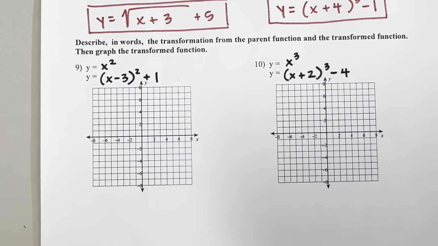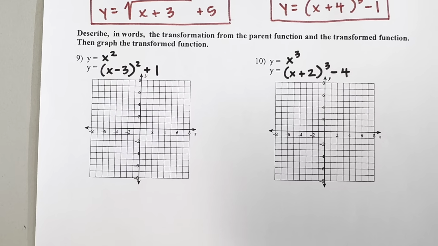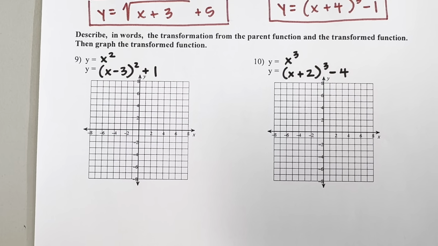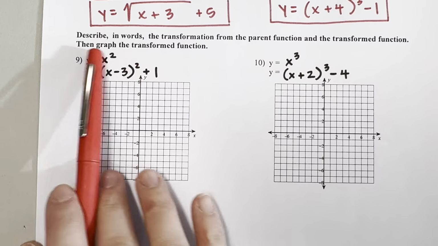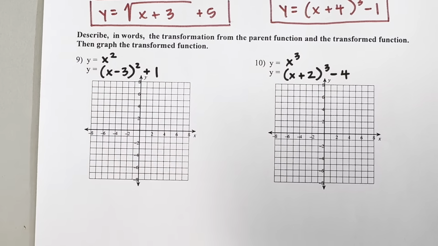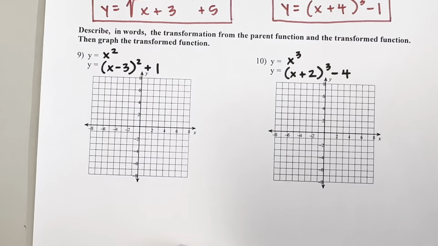Okay, so 9 and 10 are kind of like the ones we were doing on our first page. It says, describe in words the transformation from the parent function and the transformed function. Then graph the transformed function. Okay, so here's what I'm going to do. I'm going to go back to my front page because I see that this is a quadratic function.